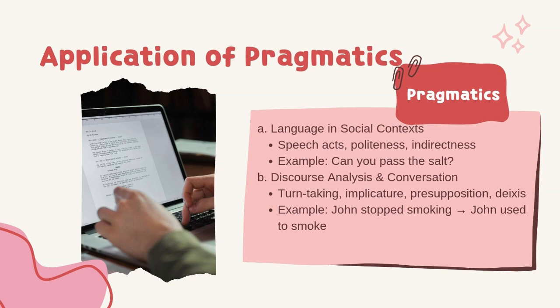B. Discourse analysis and conversation studies. Pragmatics is widely used in discourse analysis, where researchers study how meaning is constructed in spoken and written communication. This includes analyzing turn taking in conversation, implicature, which is what is suggested but not said, presupposition, what is assumed, and deixis, context-dependent pronouns like these, that, here, or now. For example, saying John stopped smoking presupposes that John smoked in the past. Pragmatic tools help uncover such layers of meaning in discourse.